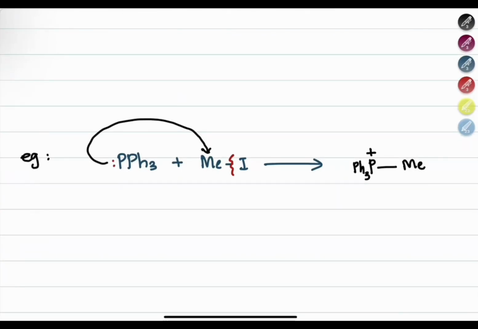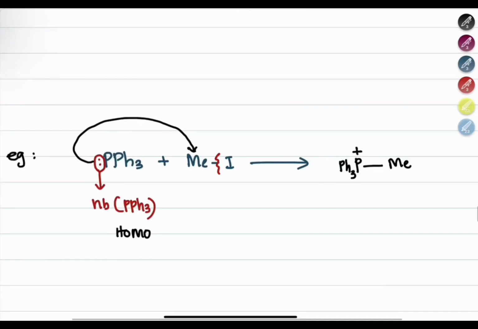Now, the lone pair on the phosphorus, the electron in the HOMO, that means it is a non-bonding orbital of PPh3. Okay? So, this is our HOMO. And to find out the LUMO, we'll see which bond has broken. Here, the C-I bond has broken. That means the electrons are moved to the sigma star orbital of carbon and iodine. Okay, so this is our LUMO.